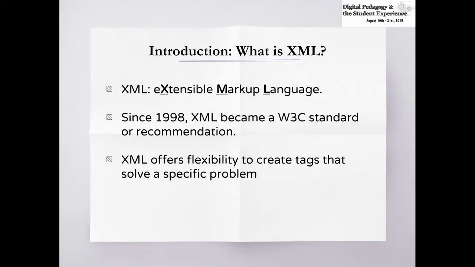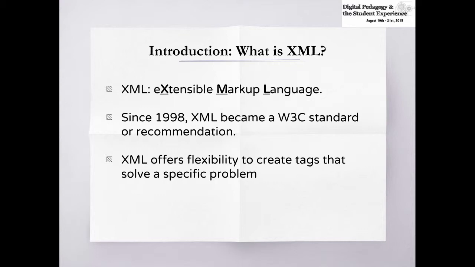Okay, so let's begin. What is XML? XML is the extensible markup language. The X comes from extensible, the M stands for markup, and the L for language. Since 1998, XML became a World Wide Web Consortium standard or recommendation. This is important because the W3C proposes and standardizes ways of working with web technologies.